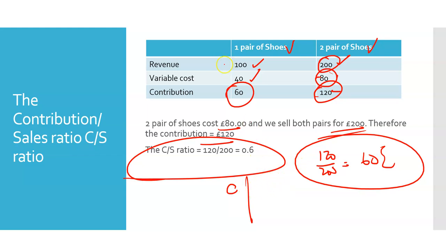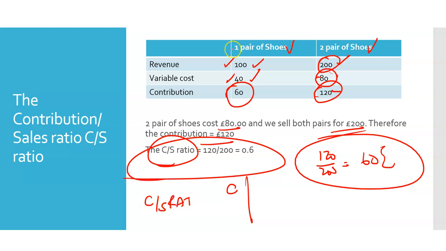We're always selling at 100, and the cost is always 40, so it doesn't really matter how many we sell. This is a useful ratio to know and to have, because we can then start tweaking. Like I say, we can start thinking about the number of products, because different products that we sell will bring us different C over S ratios, right?